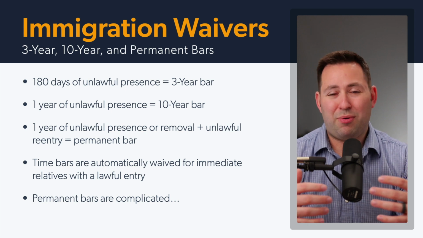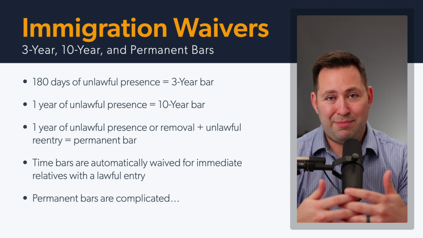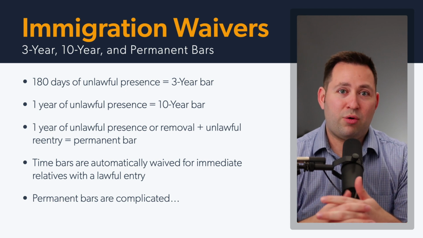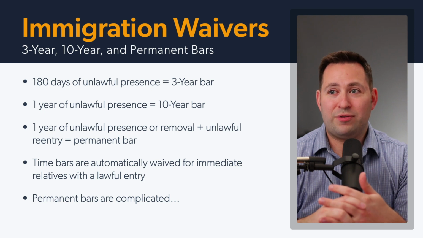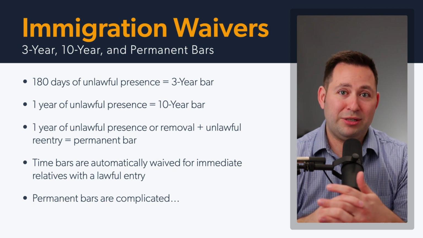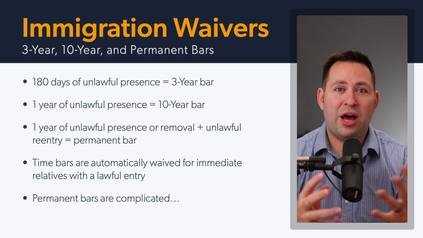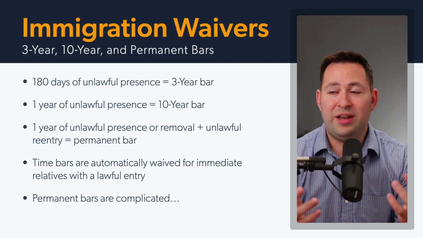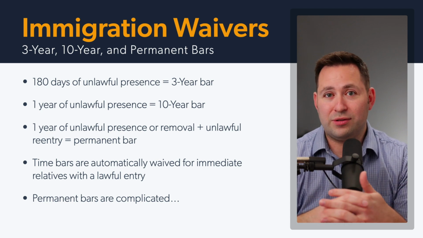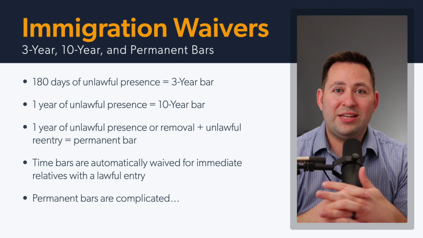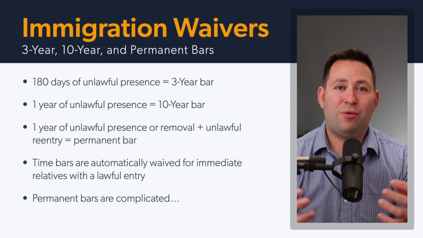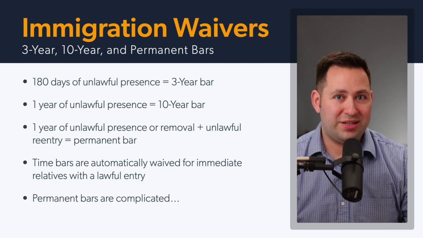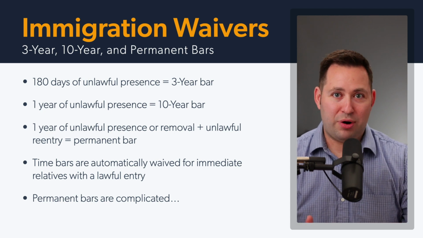But permanent bars can be complicated. They are not automatically waived, and they typically require you to leave the country for a period of 10 years first and then reapply for something called consent for readmission to the United States. It's technically not a waiver, but you do have to apply for it, and you'll end up going through the consular process. There are ways to overcome the permanent bar to the U.S., but those are generally not related to this adjustment of status as an immediate relative process.